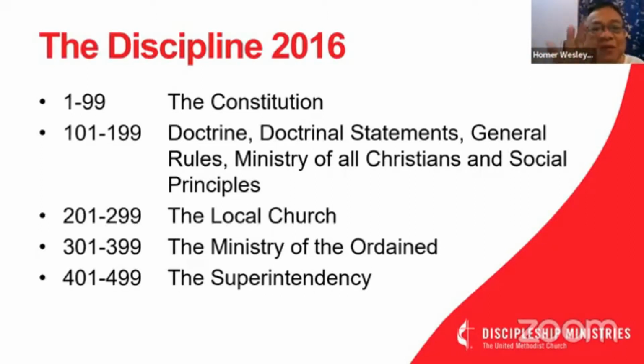Okay, so the Book of Discipline, ito yung nilalaman: yung Constitution from paragraph 1 to 99, and then the 101 to 199 are the doctrines, doctrinal statements, general rules, ministry of all Christians, social principles. And then, dun sa 201 to 299, the local church, ito yung last na pag-uusapan natin sa 5th session. Okay? Yung 301 to 399, the ministry of ordained, yung tungkol ito naman sa mga magsisilbi sa iglesia, bilang mga elder, diakono, no? Local pastors. Sa 401 to 499, ito yung superintendency, no? Ito yung district superintendency. Okay, next slide.